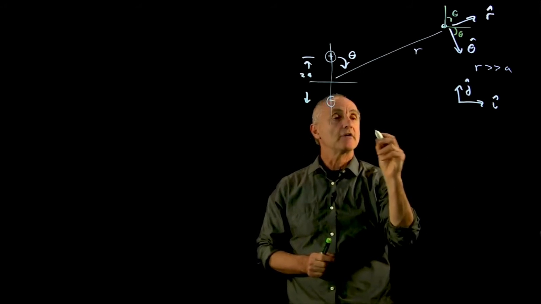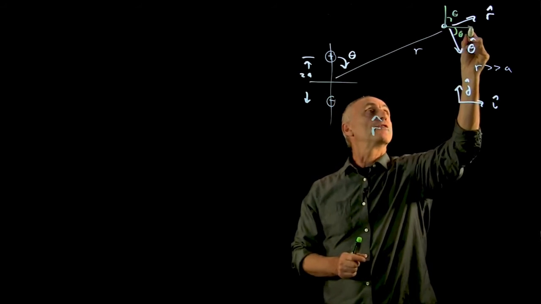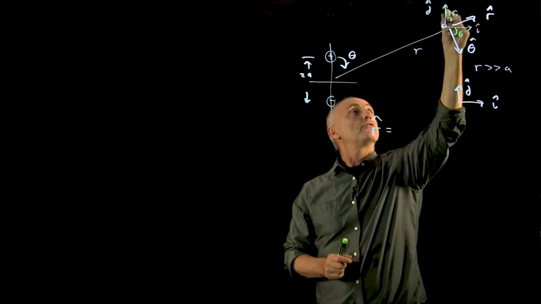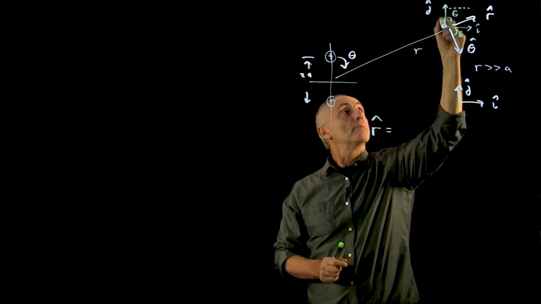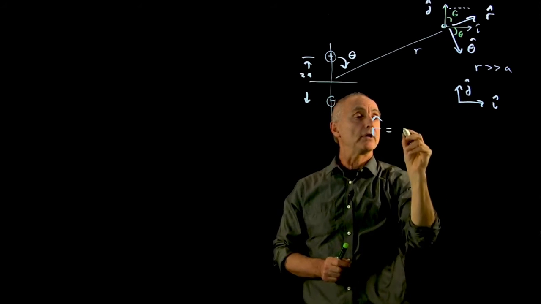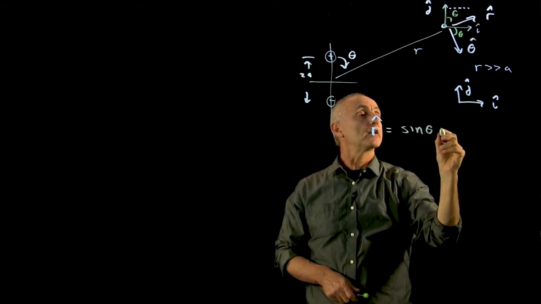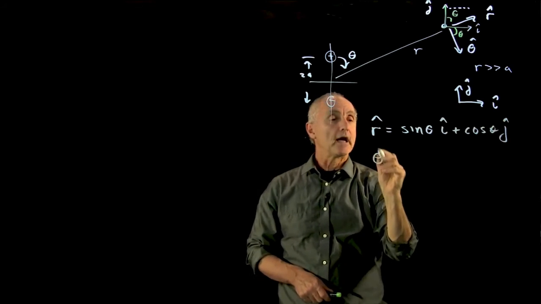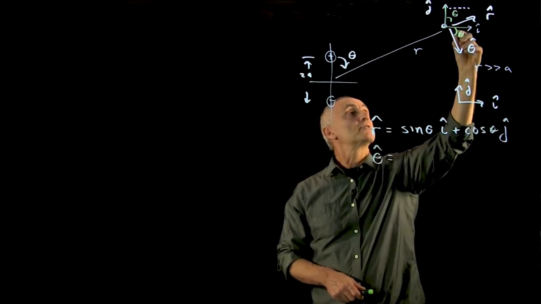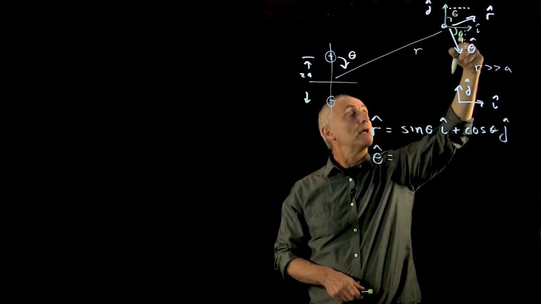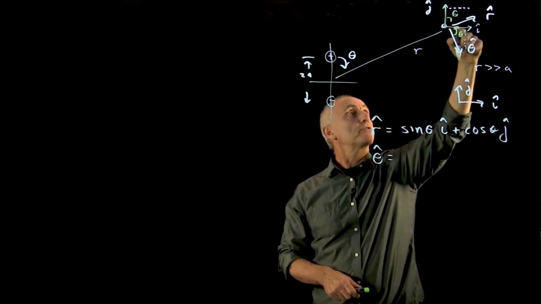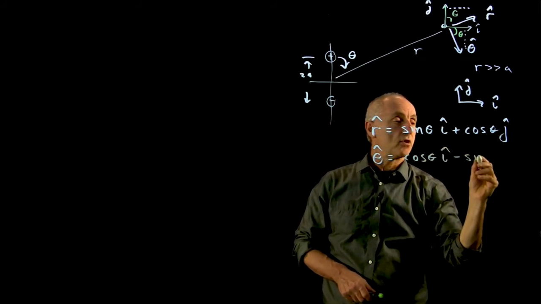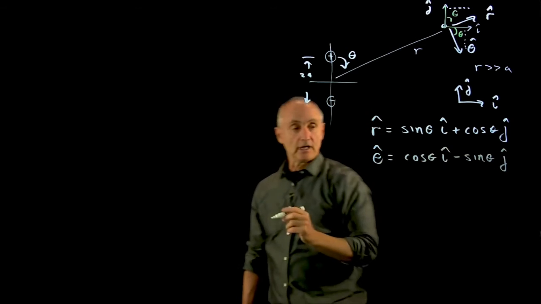And what we see is that if we call that i hat and call that j hat, then r hat has an adjacent component in the y direction, an opposite component in the x direction, so that's sine theta i hat plus cosine theta j hat. And our theta hat, again, has a negative component in the y direction and a positive component in the x direction. The x component is adjacent to the angle, and so we have our vector decomposition.